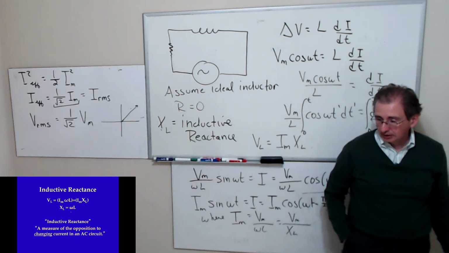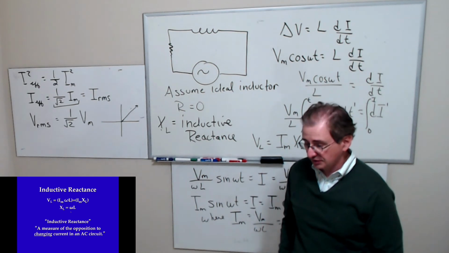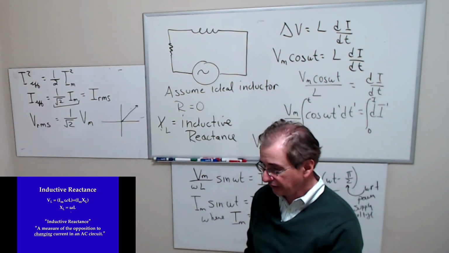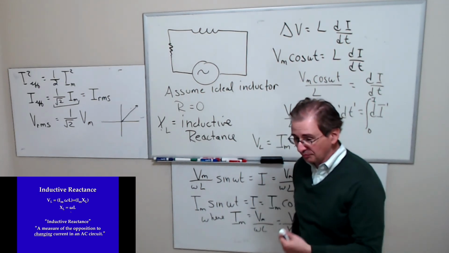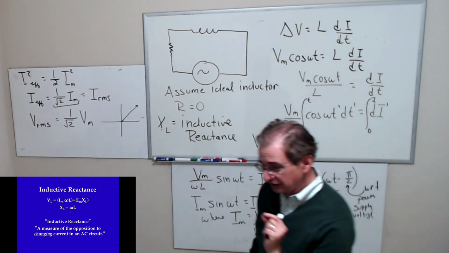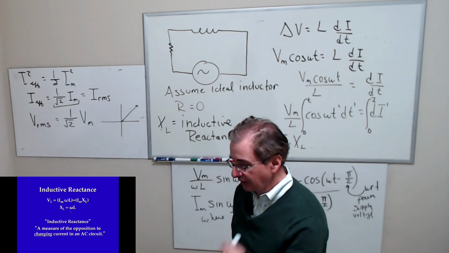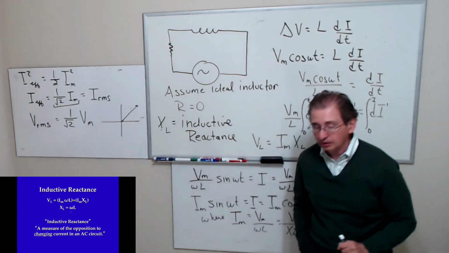And so this inductive reactance is a measure of the opposition to a changing current. We talked about this, that inductors oppose changes in current. So this inductive reactance really is a measure of the opposition to a changing current.